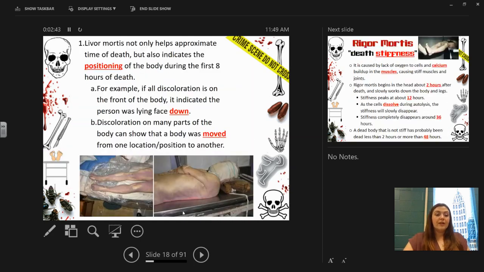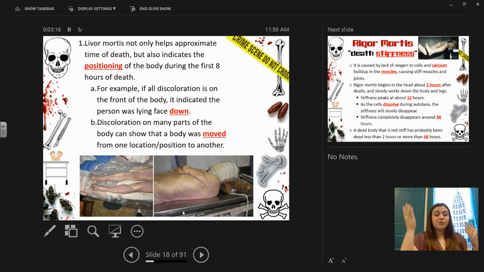So livor mortis does not only help approximate time of death, but also can tell me the position of the body during the first 8 hours after death. During those 8 hours, as gravity is settling the blood, it can tell me what position they were in. So for example, if all the discoloration is on the front of the body, that indicates a person was laying on their face, face down. So all of the blood went to the front and started turning colors. Discoloration on many parts of the body can show that the body was moved from one location to another. So it actually can tell me that their body has been moved around.